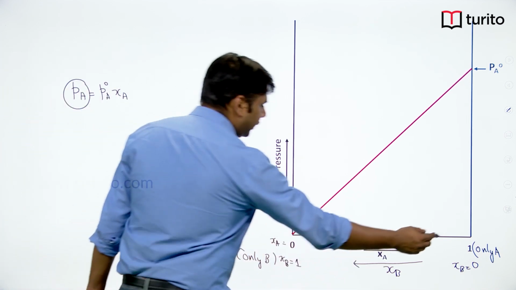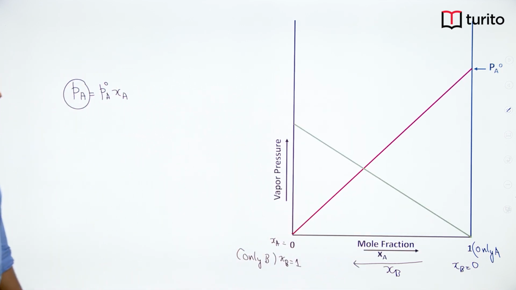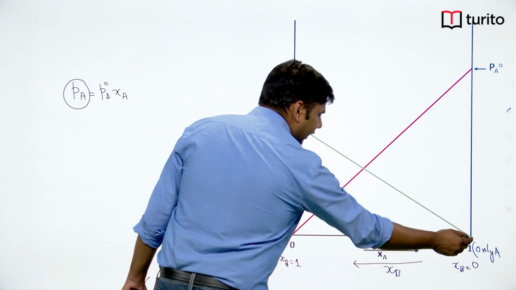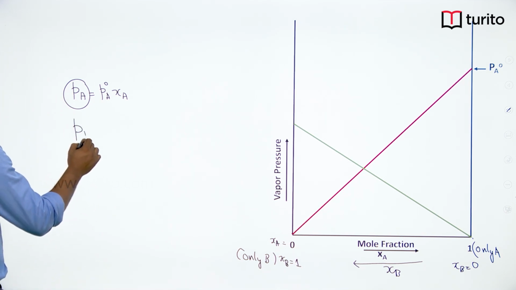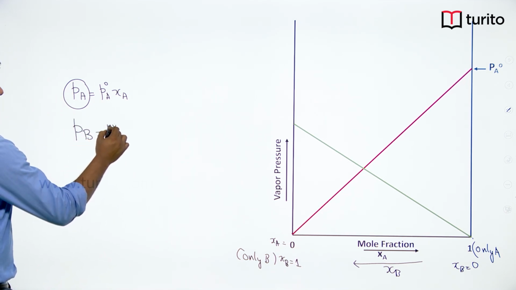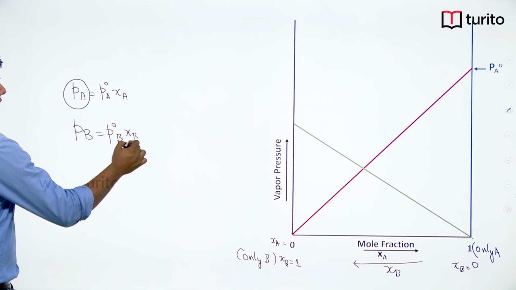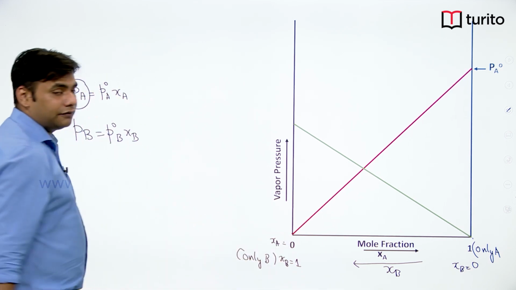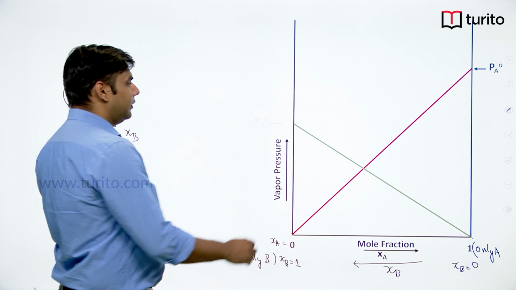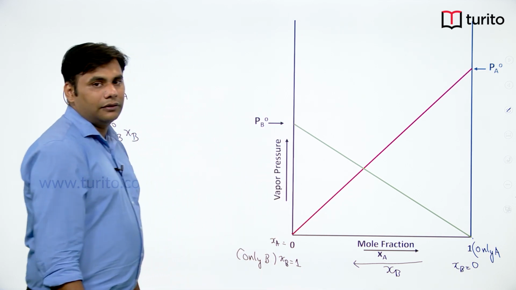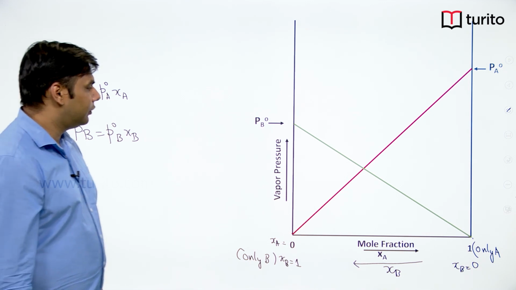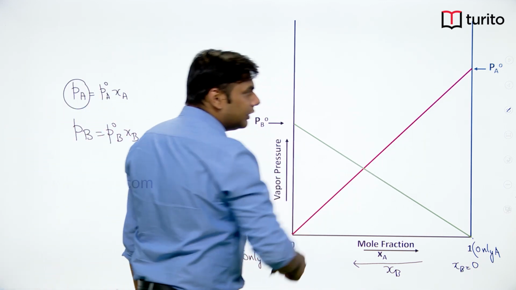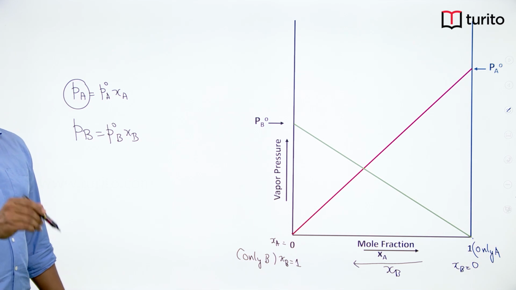Similarly, if we want to draw the curve for B, so we know that at this point XB is 0, that means the partial vapor pressure of B would be 0. Now at this point XB is 1, so it means that the partial pressure would be equal to the pressure of pure B. Okay, so this is the individual Raoult's law line for component A and B.